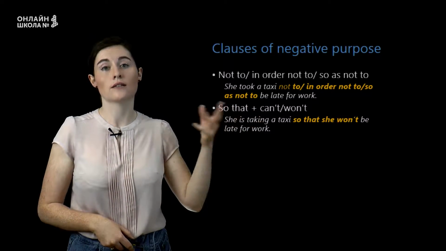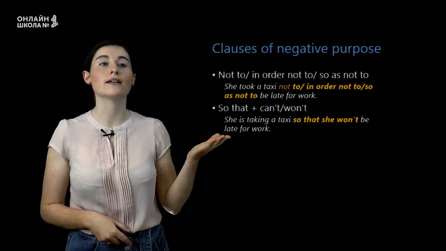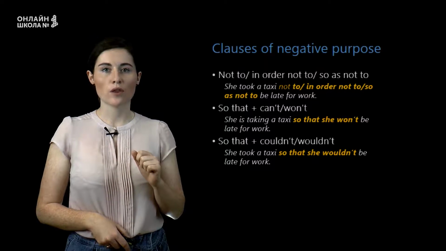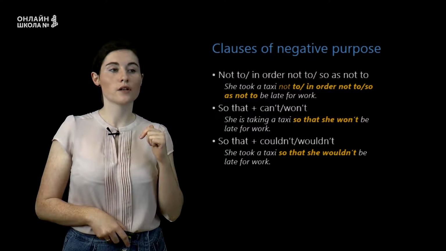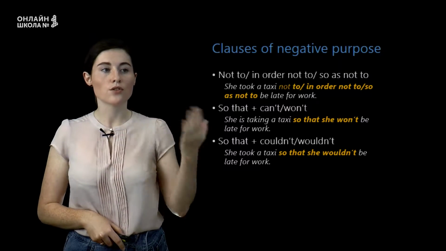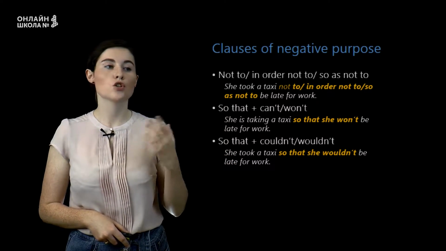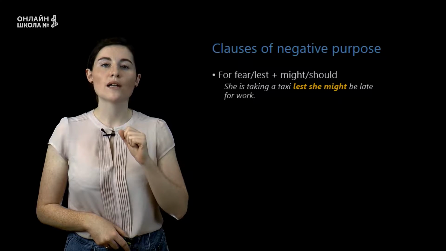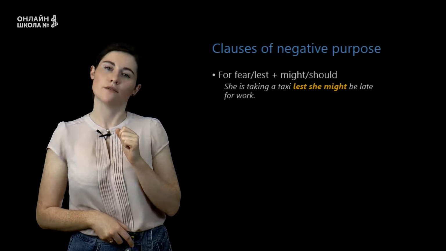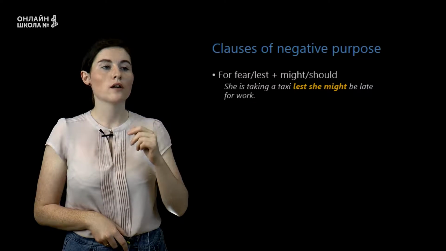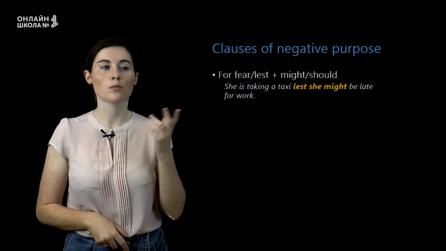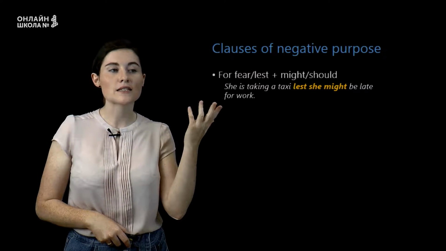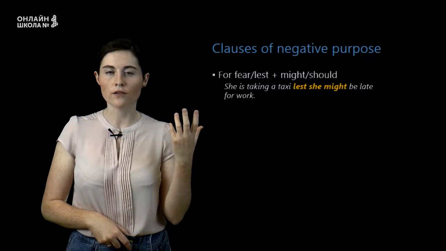Next, so that plus can't or won't. She is taking a taxi so that she won't be late for work. Number 3, so that plus couldn't or wouldn't. Here we speak about the past. So she took a taxi so that she wouldn't be late for work. One more structure, a difficult one, for fear or lest, plus might or should. For example, she is taking a taxi lest she might be late for work.